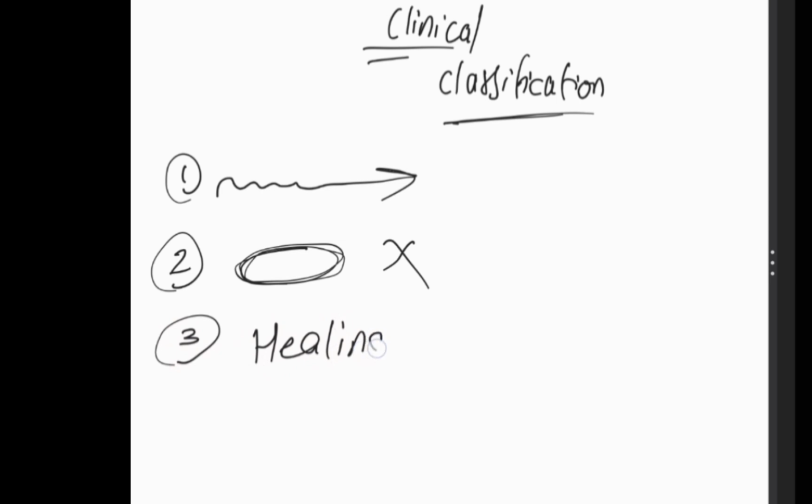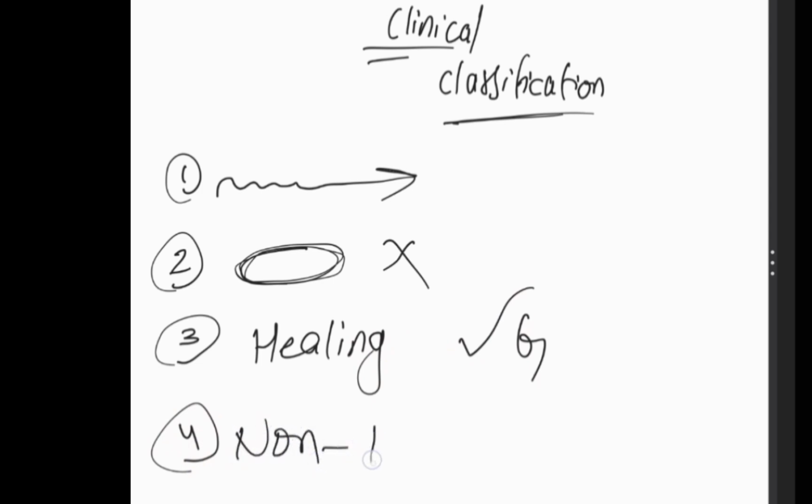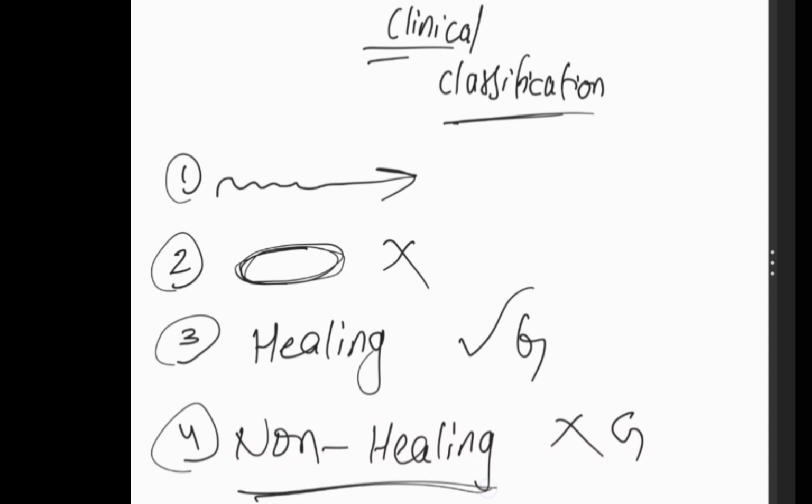So, healing ulcer means you can see the healthy granulation tissue. And the fourth one is non-healing ulcer. So in non-healing ulcer, you will see the unhealthy granulation tissue. The main difference between the non-healing ulcer and the callus ulcer is that in callus ulcer the healing is prevented by the callus. But in non-healing ulcer, there might be an underlying cause like diabetes, infection and some other causes.